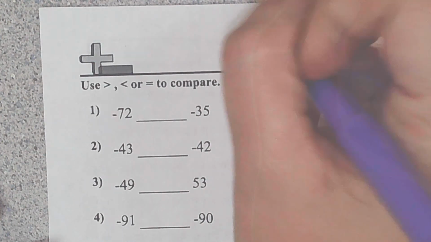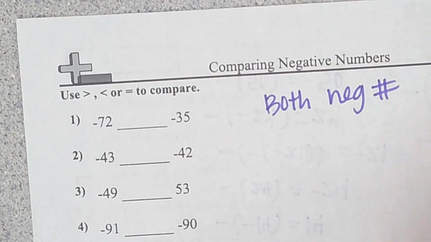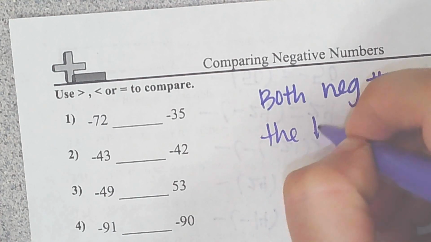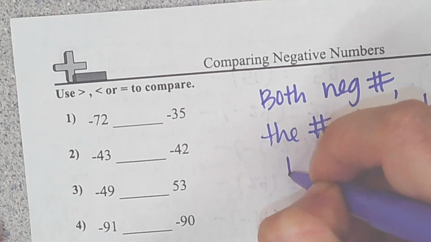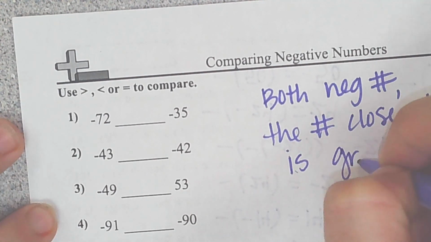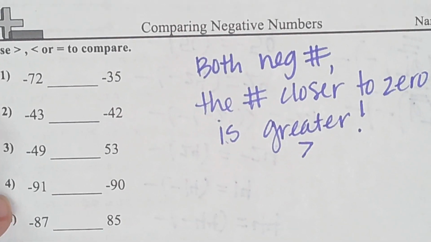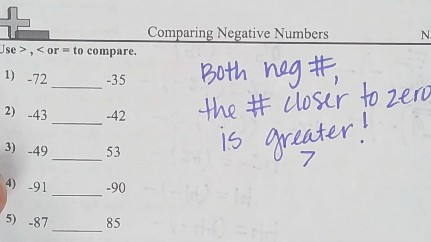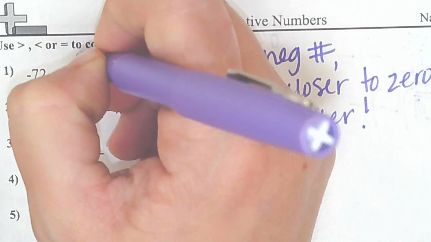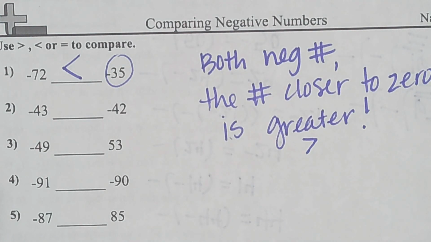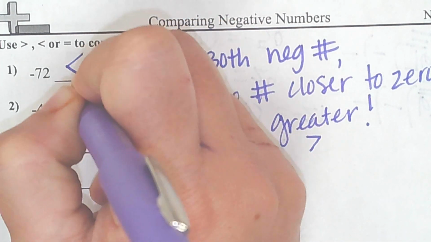You have to be careful because if they're both negative numbers, the number closer to 0 is greater. Negative 35 is closer to 0, so that means negative 72 is less. Negative 42 is closer to 0, so that means negative 43 is less.